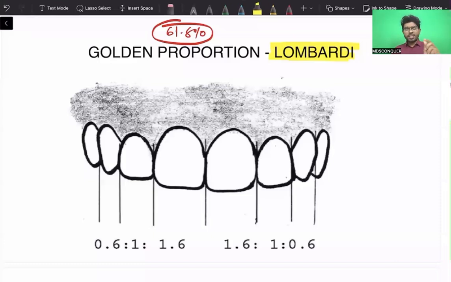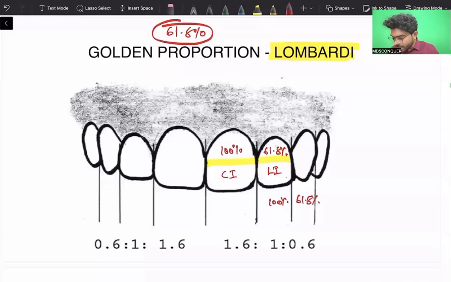So what is this 61.8 telling? When you compare the mesiodistal dimension of the central incisor to the mesiodistal dimension of the lateral incisor, for example, if your central is 100%, your lateral will be 61.8%. If your lateral is 100%, your canine is 61.8%. I'm repeating again, this is not the exact mesiodistal dimension. This is an apparent dimension, what you see from the frontal area.